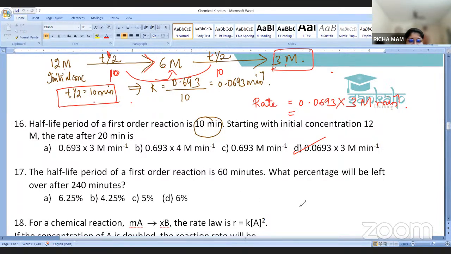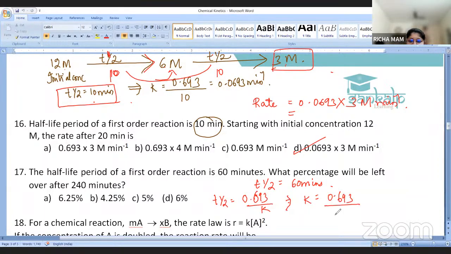The half-life period of a first order reaction, so T half is given as 60 minutes. What percentage will be left after 240 minutes? First, T half is equal to 0.693 by K. So K is equal to how much?